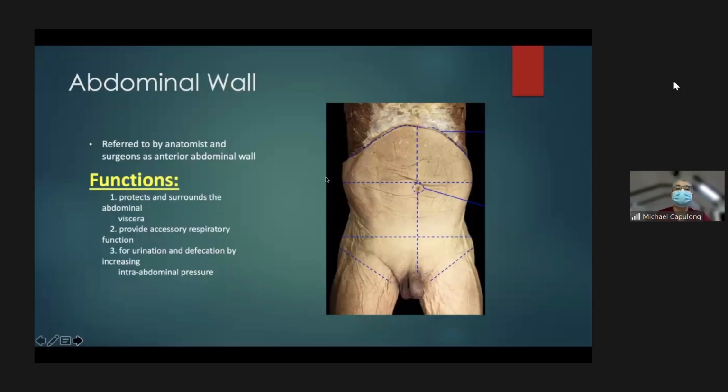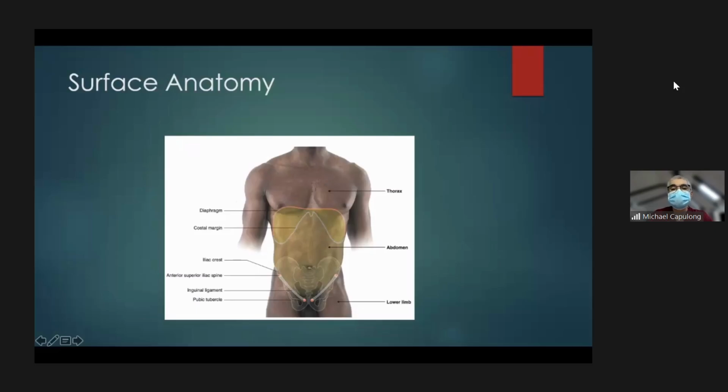Okay, now here's another illustration showing you the extent of your anterior abdominal wall. Now, we can make use of two sets of structures to delineate the boundaries of the anterior abdominal wall. One, we can make use of your bony landmarks, so your bones. And number two, your soft tissue markings. So these are two things that we can make use of in delineating the boundary of the anterior abdominal wall, and likewise help us in localizing structures within the anterior abdominal wall.